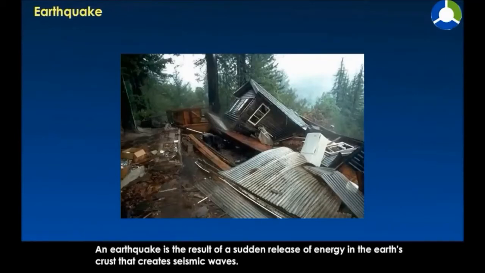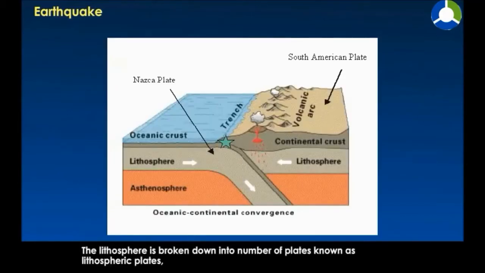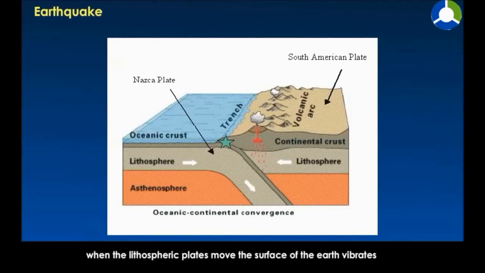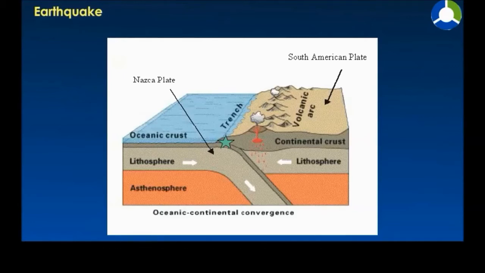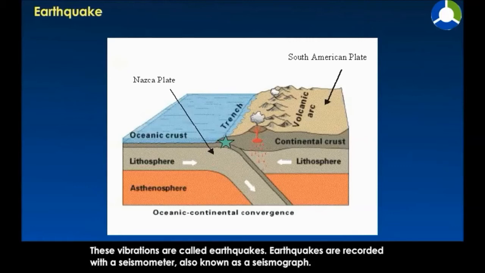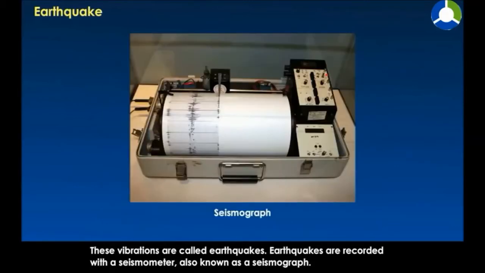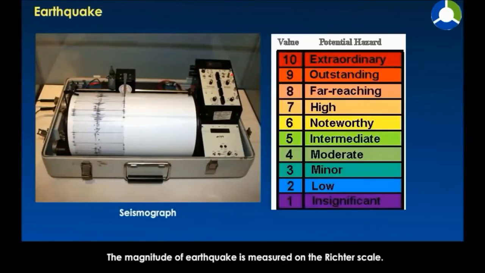An earthquake is the result of a sudden release of energy in the earth's crust that creates seismic waves. The lithosphere is broken down into a number of plates known as lithospheric plates. When the lithospheric plates move, the surface of the earth vibrates, and these vibrations can travel all around the earth. These vibrations are called earthquakes. Earthquakes are recorded with a seismometer, also known as seismograph. The magnitude of earthquake is measured on the Richter scale.